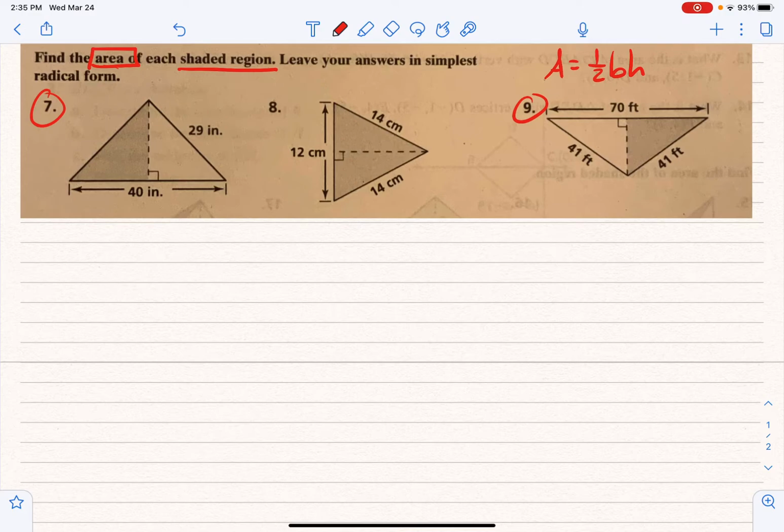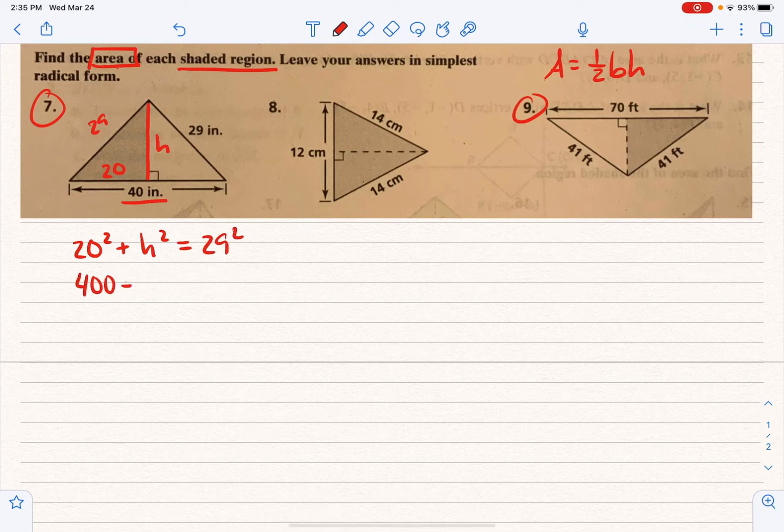Either way, the first thing you've got to do is find the height. Okay, I've got to find the height. I know that this part's got to be 20 because the whole thing is 40, and then this hypotenuse is 29. So that means that 20 squared plus whatever the height h is squared has got to be equal to 29 squared.